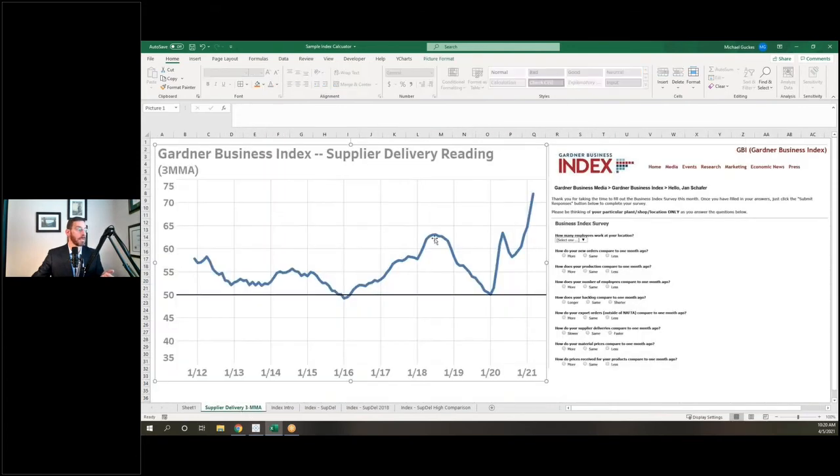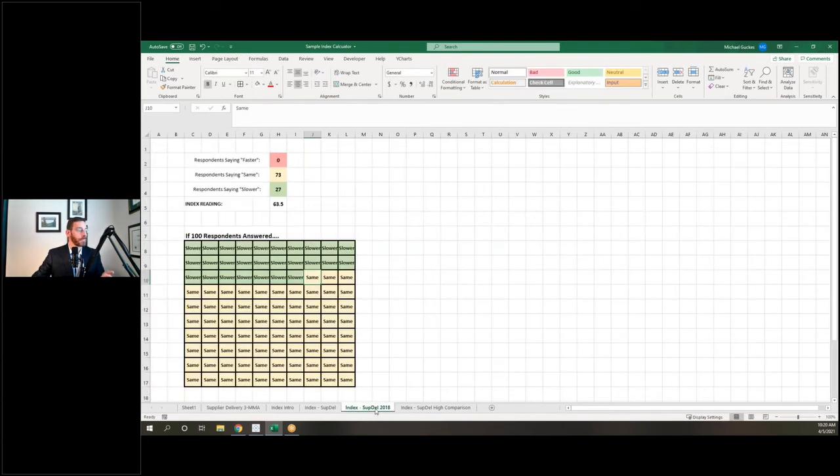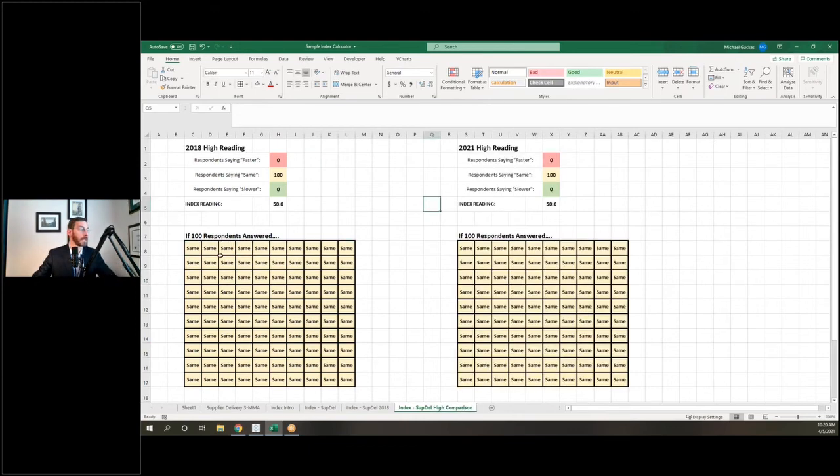Again, that goes back to right here, this prior high. How many more respondents would therefore have to say slower in order for us to get to 77 and a half? Well, let's do a little comparison here. That gives us our 27 respondents out of our sample of 100 who had to say slower or slowing supplier delivery times. And so we get to 63.5.